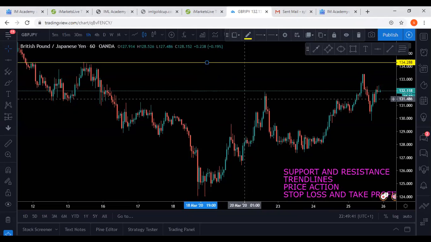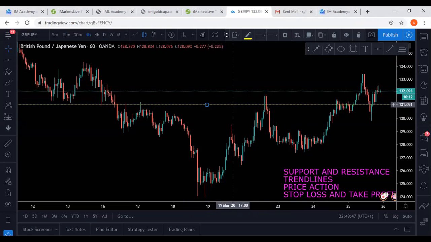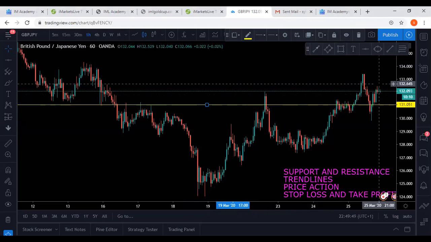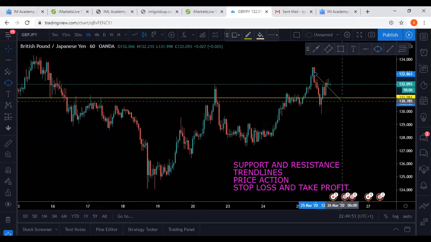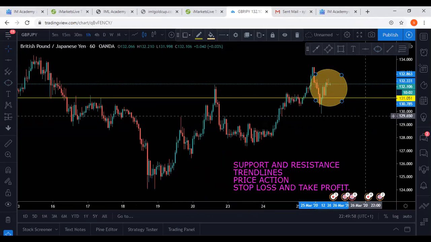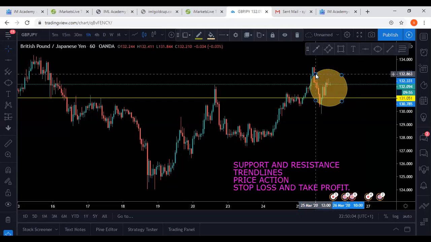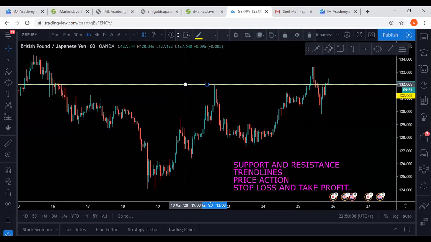The first thing you want to do is drop this line at current market price. Okay, if you guys can see, this is where the market is right now. Let me do this. Okay, the market right now is at 132,106. I mean, it keeps fluctuating anyway, right? So what you want to do is drop that line at the exact point that price is.